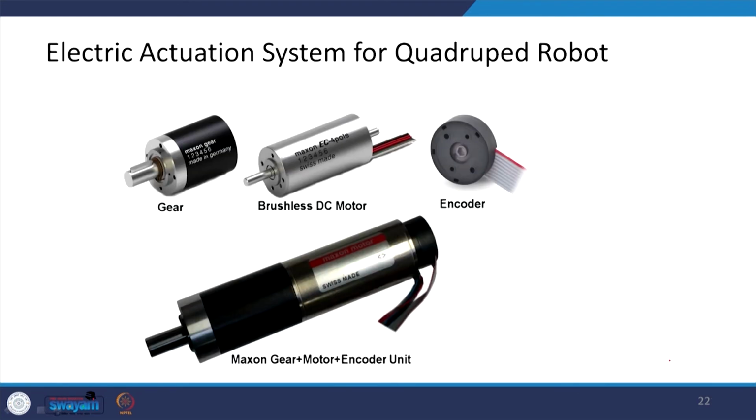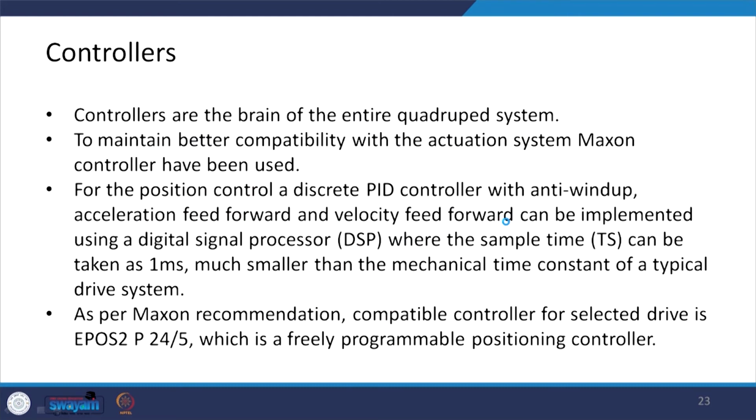So, this was the electrical actuation system for the quadruped robot. The brushless DC motor is here, the encoder is here, and this is how the entire assembly is. This is put over here and this is put at the back, and this is how the entire assembly looks like. Then next job was the selection of the controller.